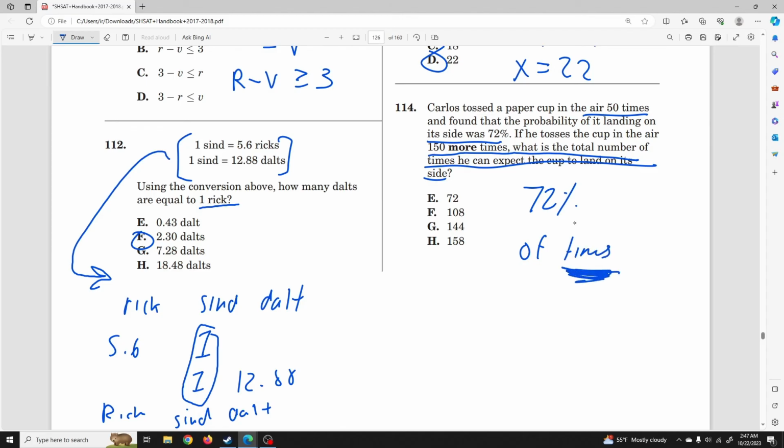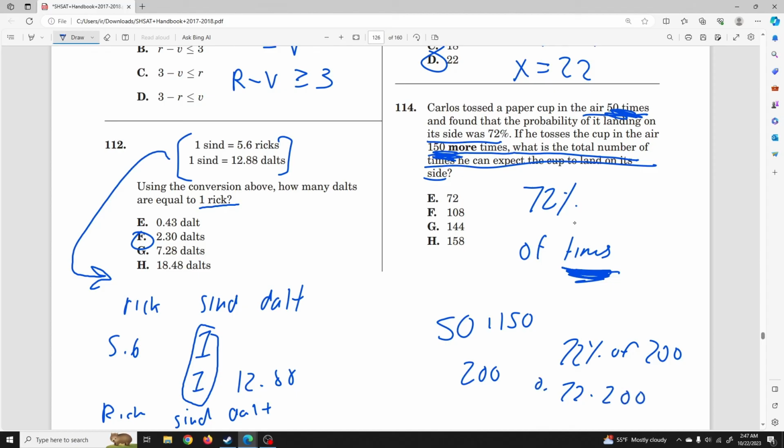So in order to find the actual value, I'm just going to need to multiply the amount of times by 72%, right? So he already flipped it 50 times, and then he flipped it 150 more times. So really, he flipped it 200 times in total, because it's 150 in addition to the 50 original ones. So we just have to find 72% of 200, or 0.72 times 200, which is 144.